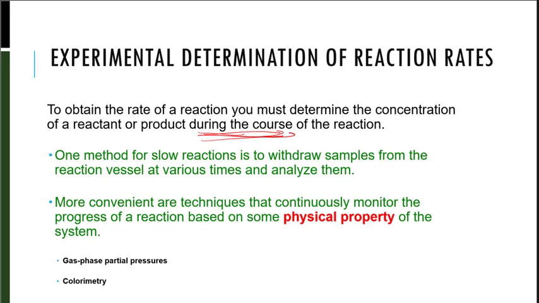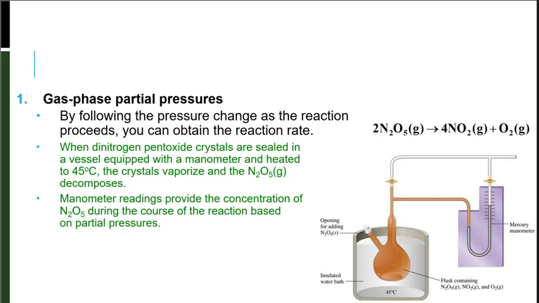One method for slow reactions is to withdraw samples from the reaction vessel at various times and then analyze them. More convenient are techniques that continuously monitor the progress of a reaction based on some physical property of the system. Two properties used are gas phase partial pressures and colorimetry. We will just cover these real quick, but in gas phase partial pressures, you're able to follow the pressure change as the reaction proceeds, and then you can obtain the reaction rate.